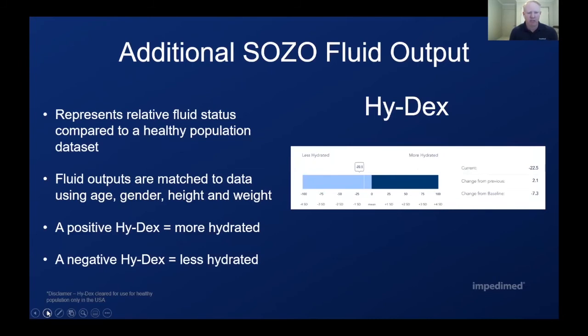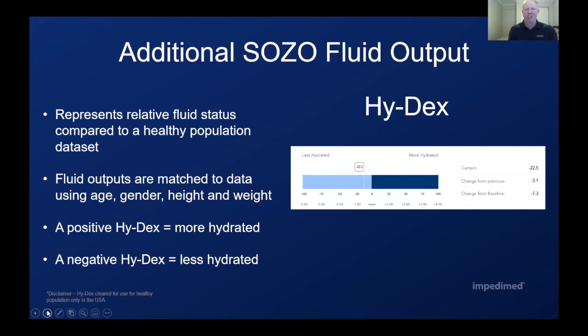We also have HIDEX, so that's an index created by ImpediMed. It's a relative kind of index that really looks at a healthy population and compares that person that you've tested to that population using things like age and gender and height and weight. Essentially, if you're less hydrated, it shows up in the negative side, in that light blue side. If you're more hydrated, it shows up in the darker blue side. But it's based around standard deviation. So a reading of somewhere between -25 and +25 is typically one standard deviation. Change over time again, or trend over time, is the way to use HIDEX.